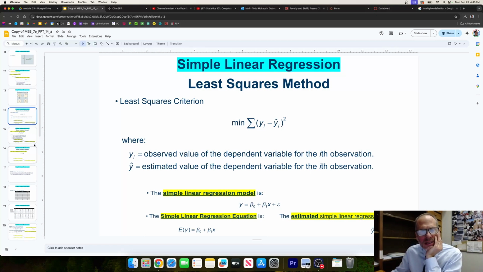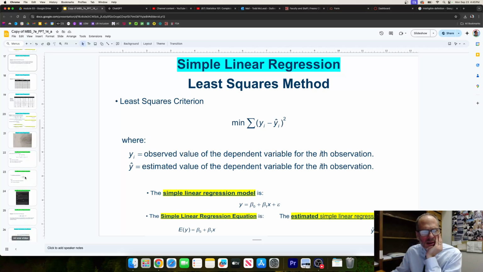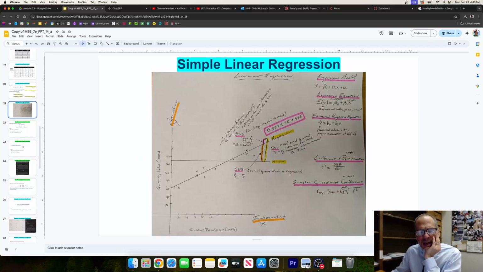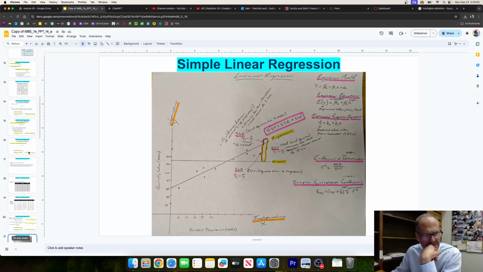Then we have our least squares criterion, the least squares method. When I said this is how regression works, it's the line that minimizes the distance. It minimizes the SSE, which is the point minus that regression line. So this is the regression line, right there, and it's the point. How do we minimize the distance of all these points? What does that line look like passing through all the points?